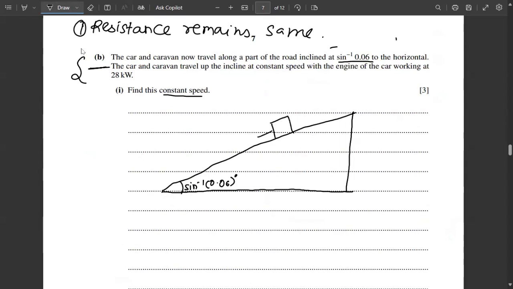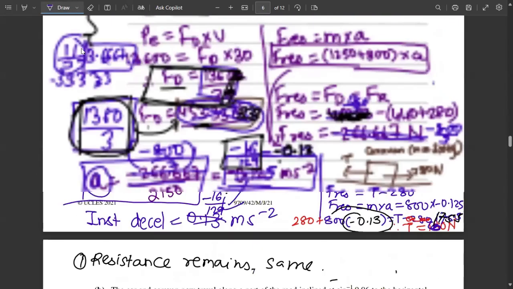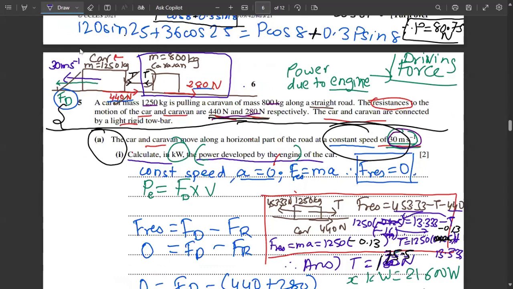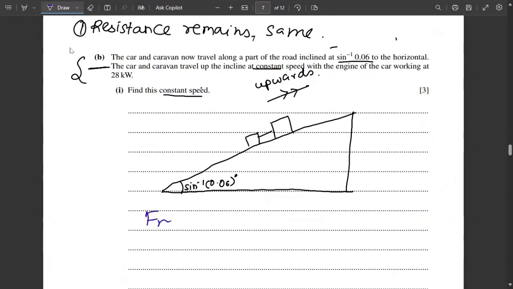Now going forward, the car and the caravan travel up the incline. So the car and the caravan are traveling up, so motion is upwards at a constant speed. Constant speed means acceleration is zero. If acceleration is zero, hence the resultant force is zero. So we know the resultant force is zero here.